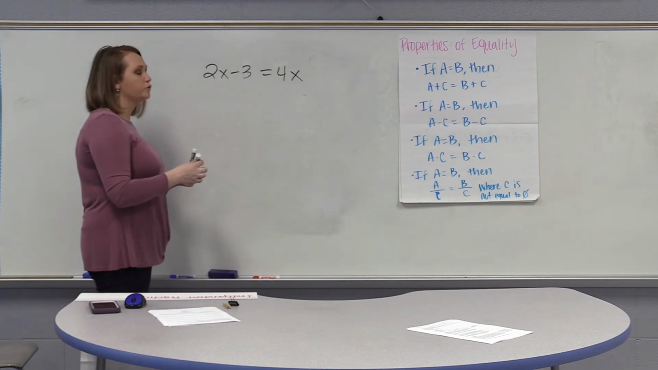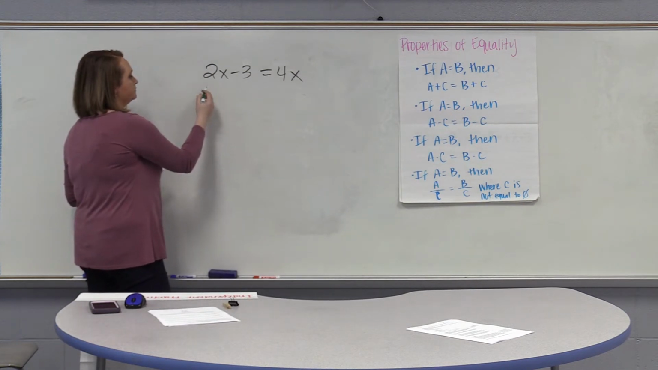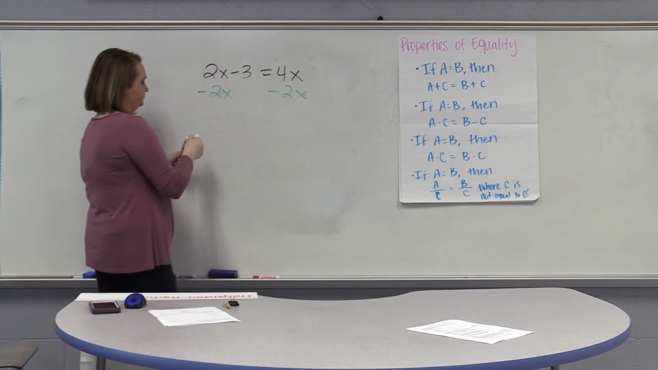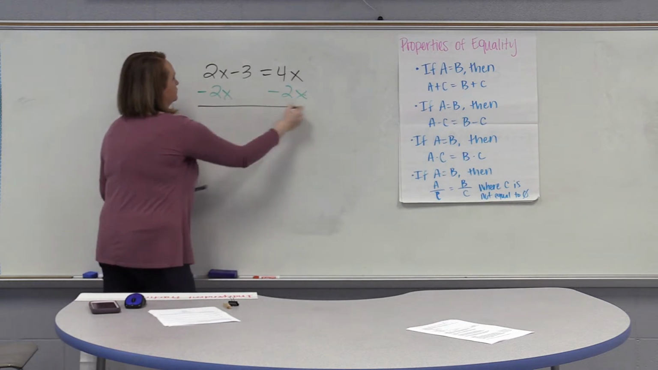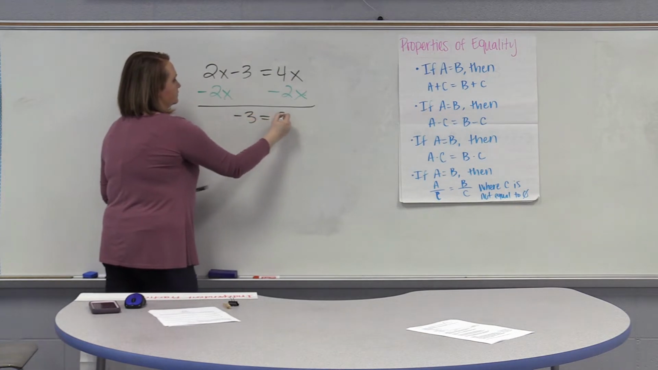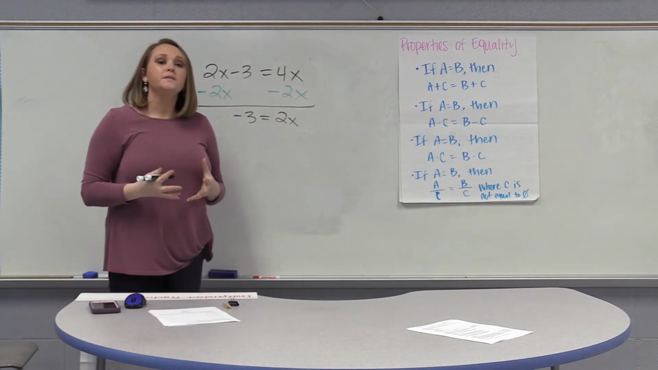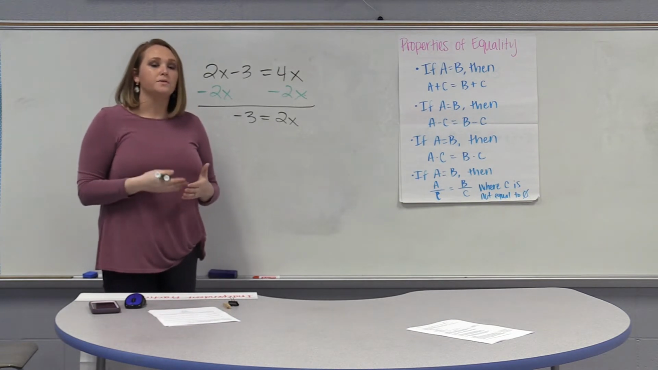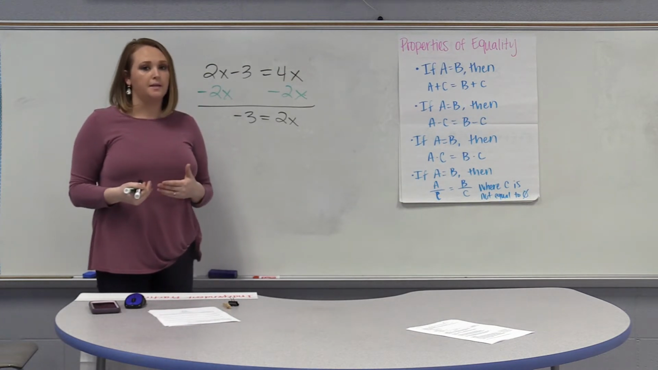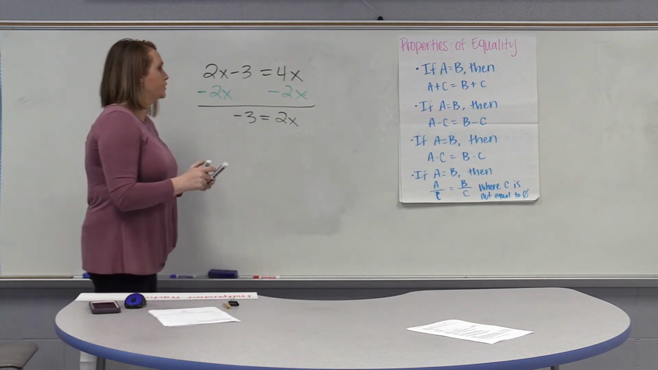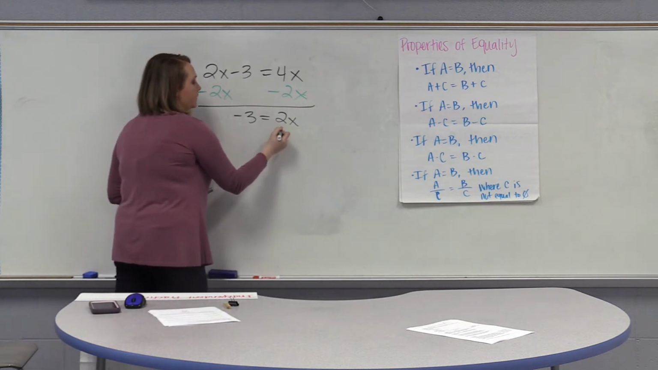So we're going to subtract 2x from both sides. Using another property, if A equals B, then A divided by C is equal to B divided by C, we get an equation that is also true by dividing both sides by 2.